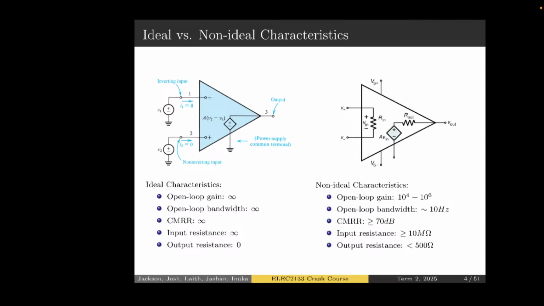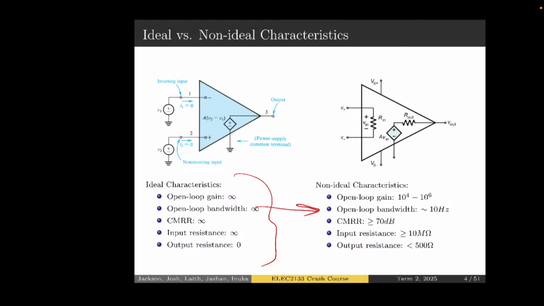Ideal and non-ideal characteristics. Ideally, we expect these characteristics: infinite gain, infinite bandwidth, infinite common mode rejection ratio, infinite input resistance, and zero output resistance. Basically, when we move into the practical cases, we find that these are roughly true, but rather than being infinite and zero, they are finite numbers. So like really large gains, really large resistances, but our bandwidth is the main one that changes.